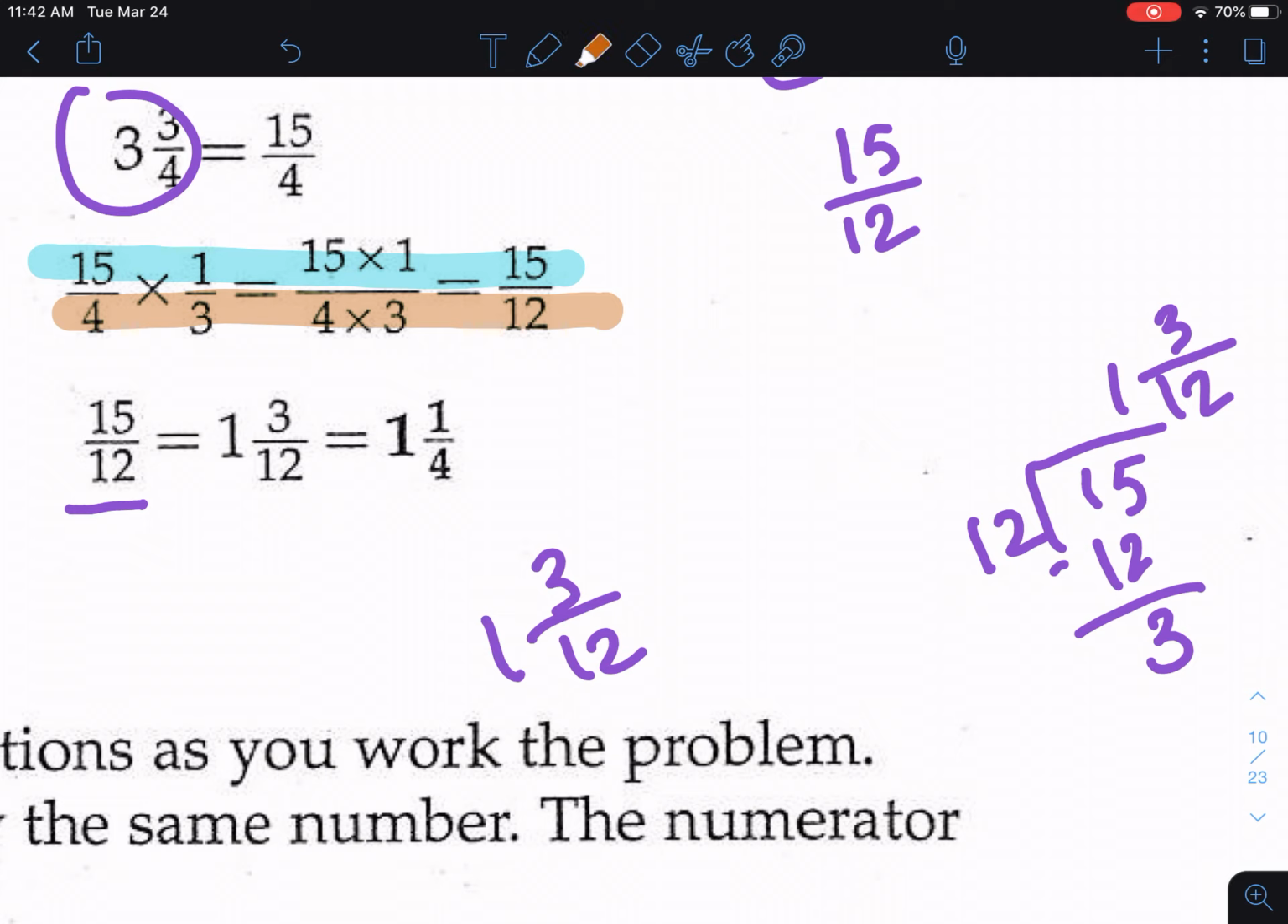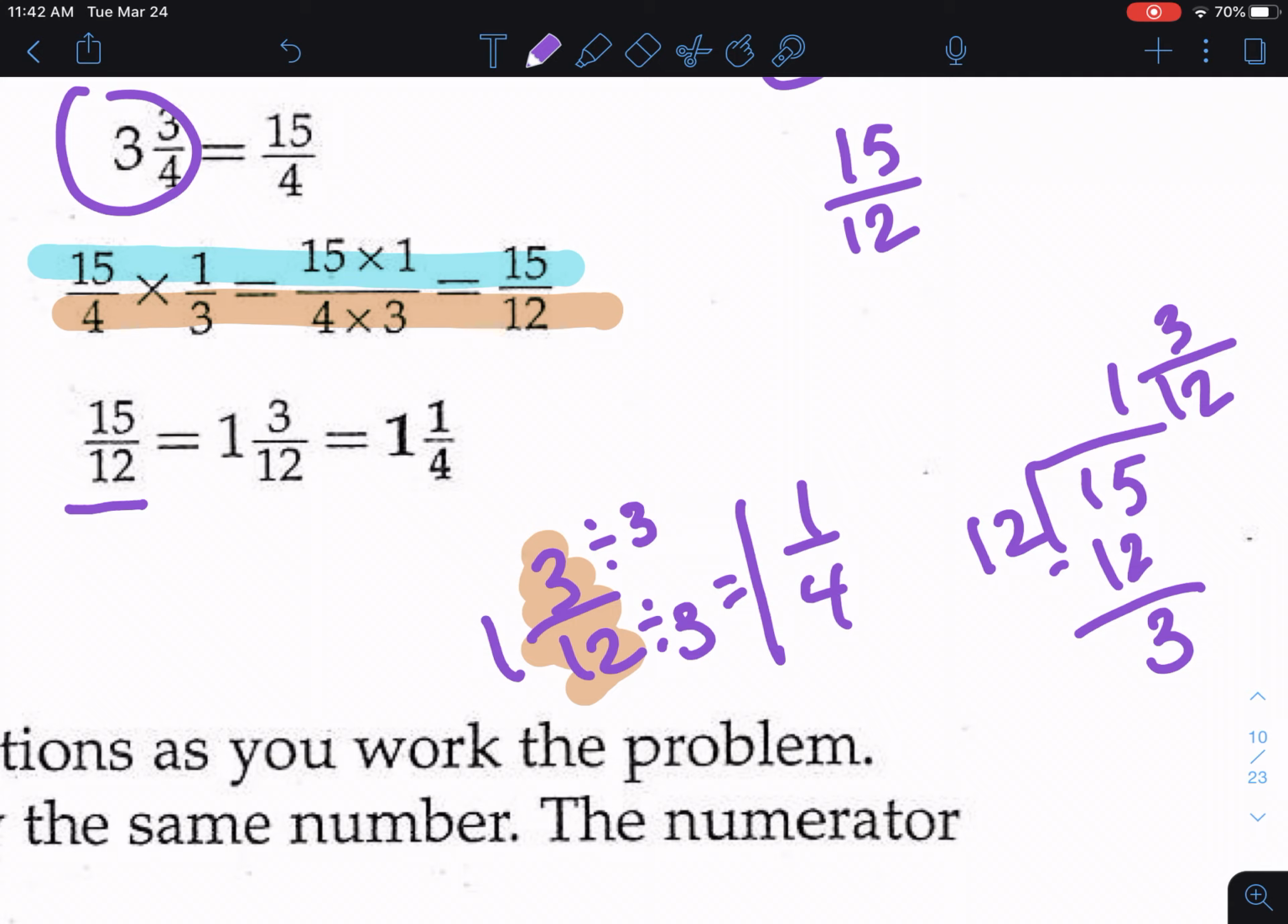Now this fraction right here, this 3/12, that can reduce. If I divide top and bottom by 3 there, not going to do anything with my whole number. I'm going to keep it the same and just move it over. So 3 divided by 3 is 1, and 12 divided by 3 is 4. And that's how they got that answer.